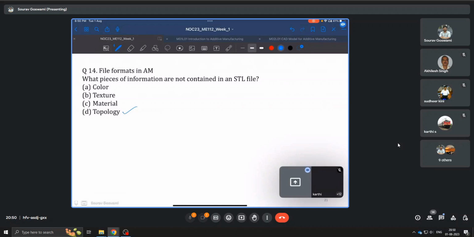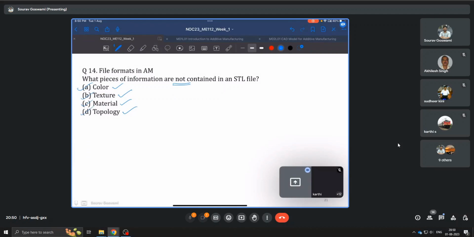So nowhere did we speak about any material or any information regarding material that can be contained in STL. It just gives a geometrical description of the surface, and that too an approximate description. So material is not contained. Similarly, no texture and no color. So none of this information is actually contained by an STL file.